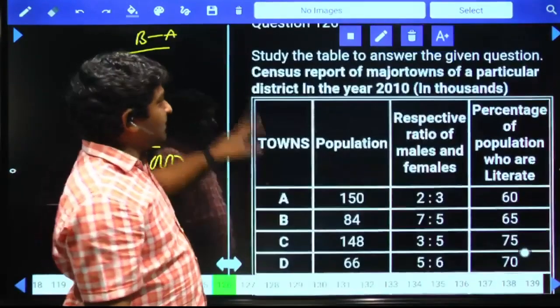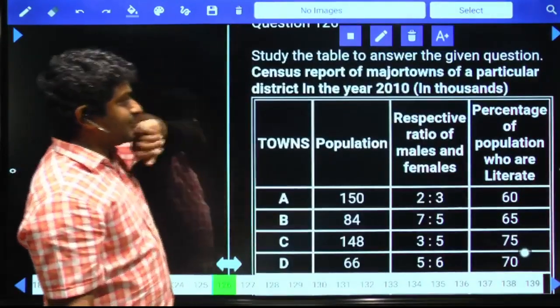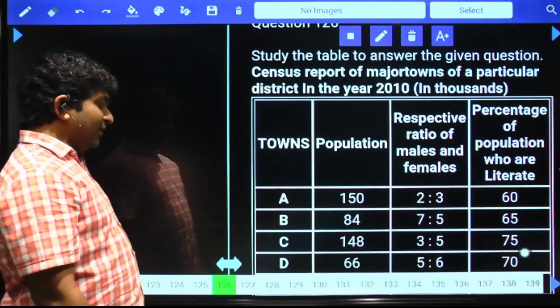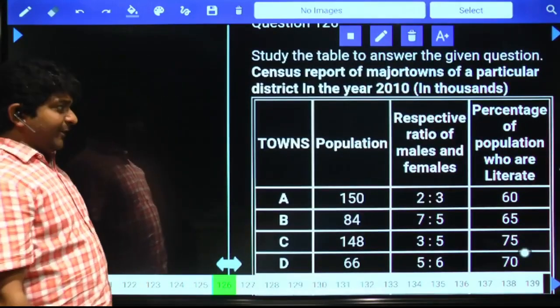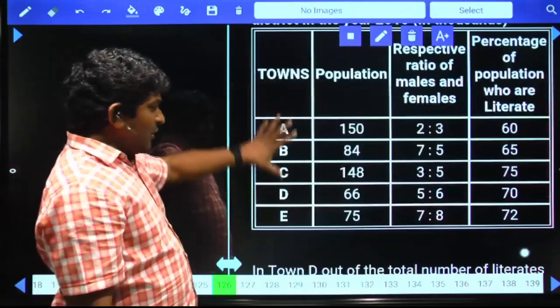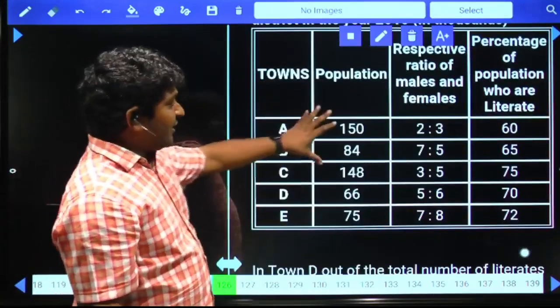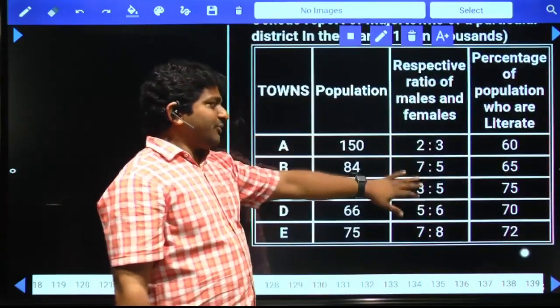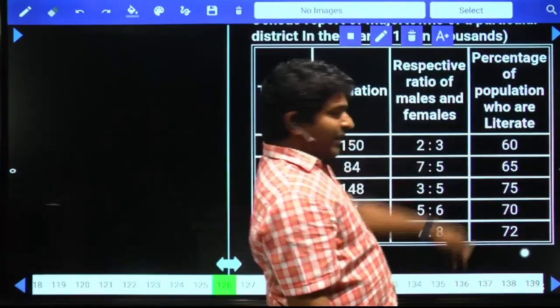Right, we are done with that. Now next is something else. The census report of major towns of a particular district in 2010. So towns A to E, 5 towns we have, and then population. Population is given in thousands.